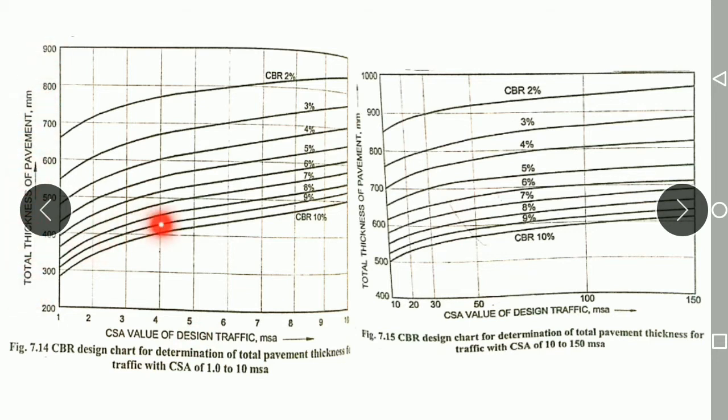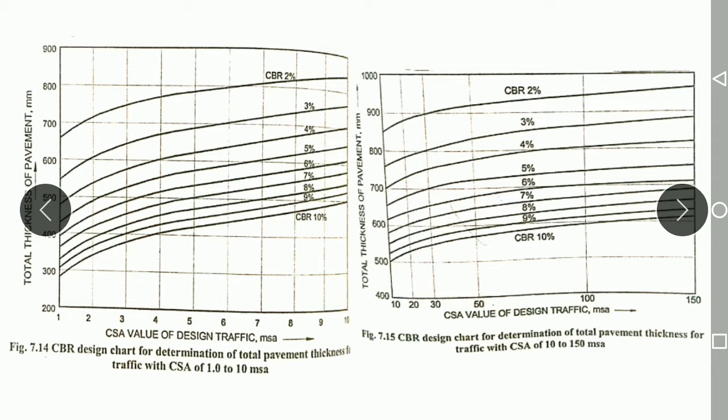We have different design curves which indicate the CBR value. The CBR value varies from 2% to 10% here. So 2% to 10% CBR values are there. Like that it has been given. This is the graph we use for designing the flexible pavement.